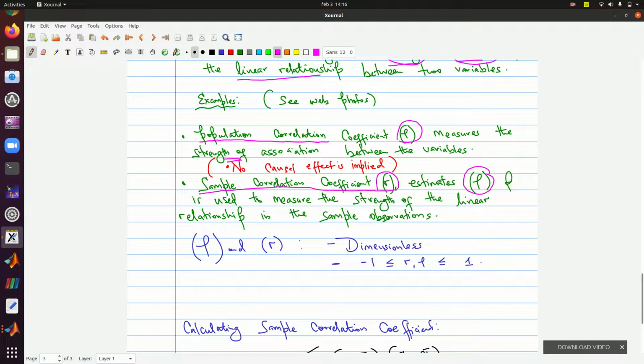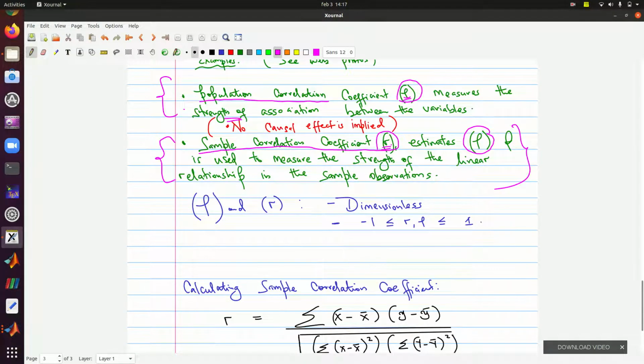Of course, we cannot get data for the whole population. We always deal with samples, and that is why we are interested in R and not rho. It's kind of useless for you to find rho. I don't know if that is possible anyway.